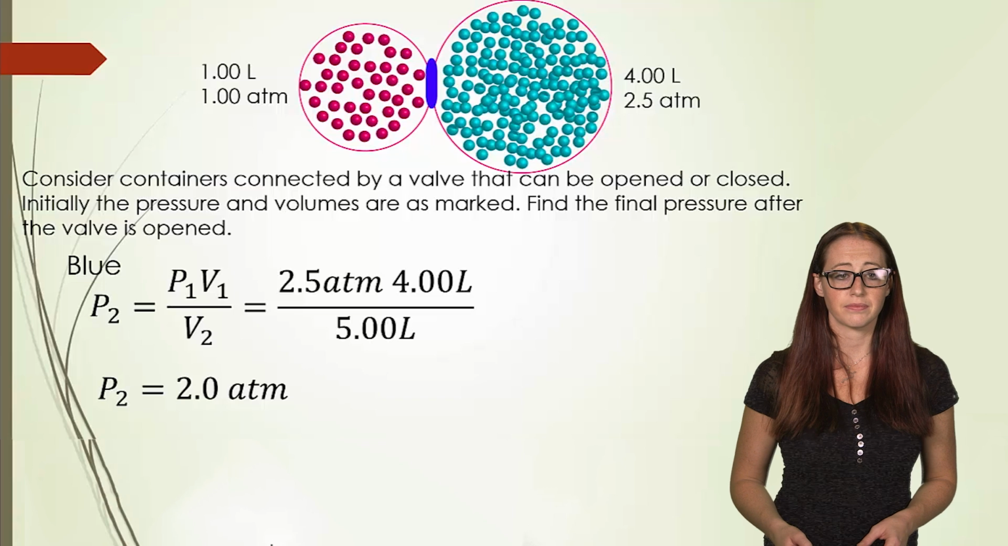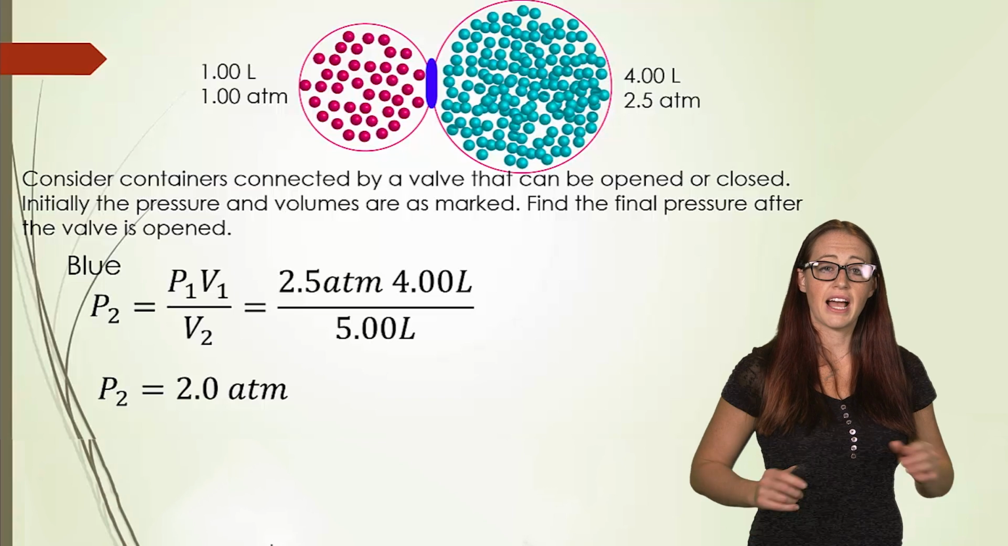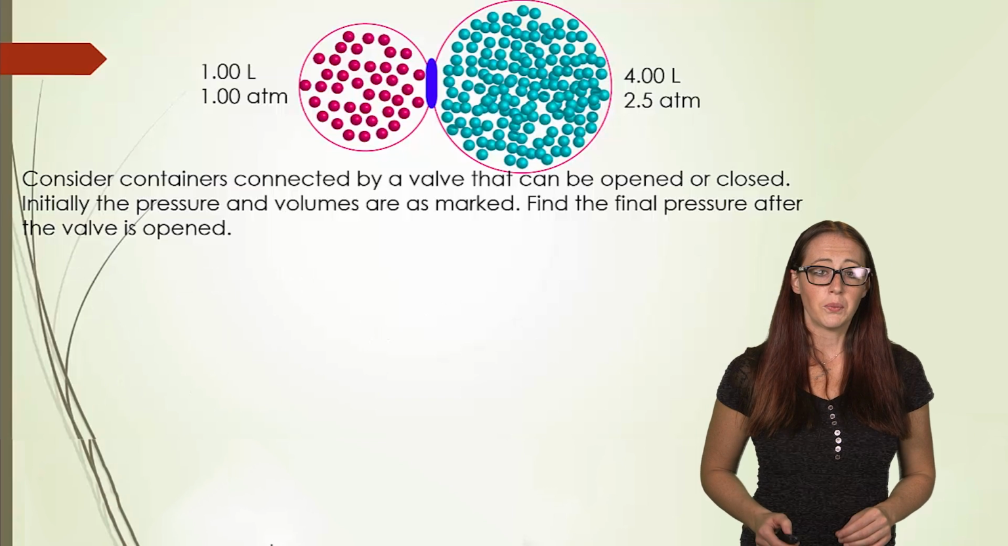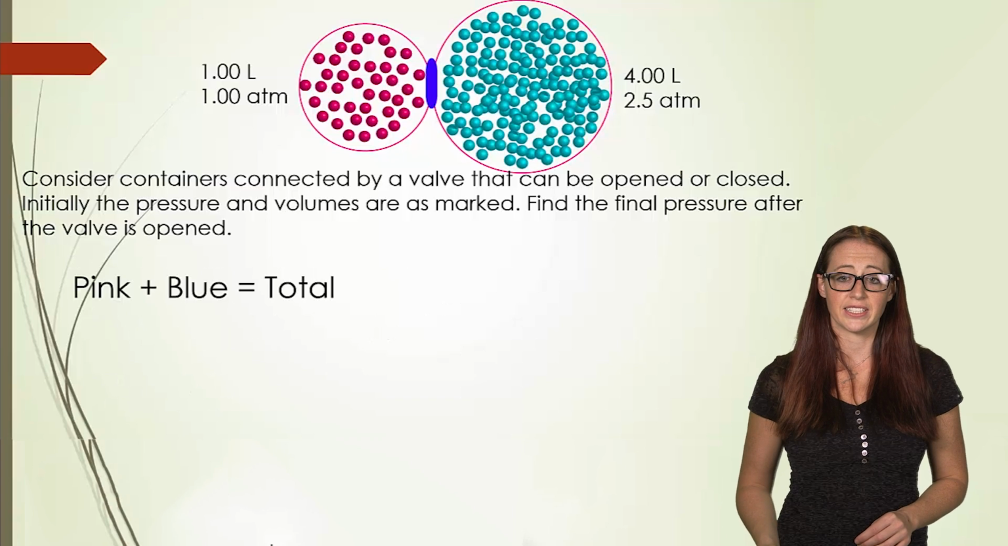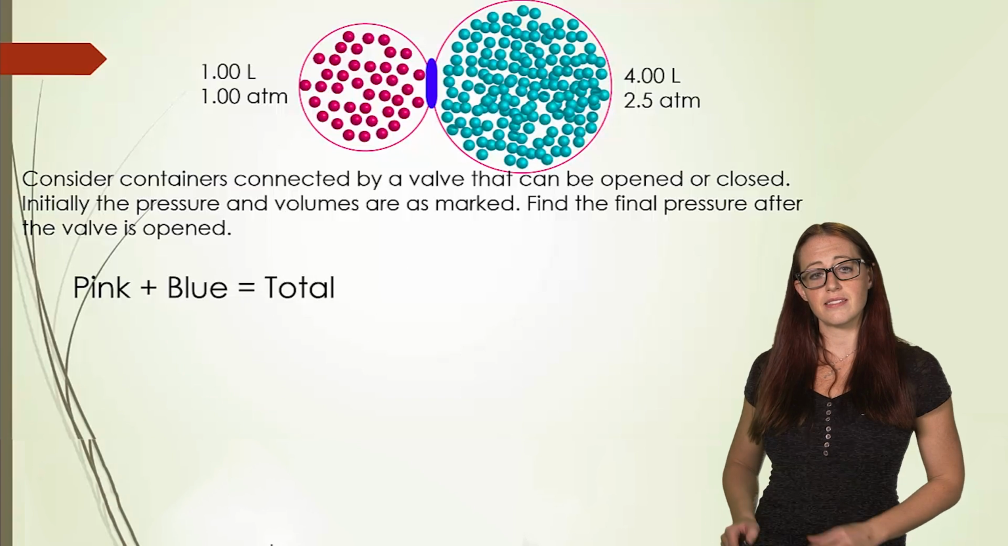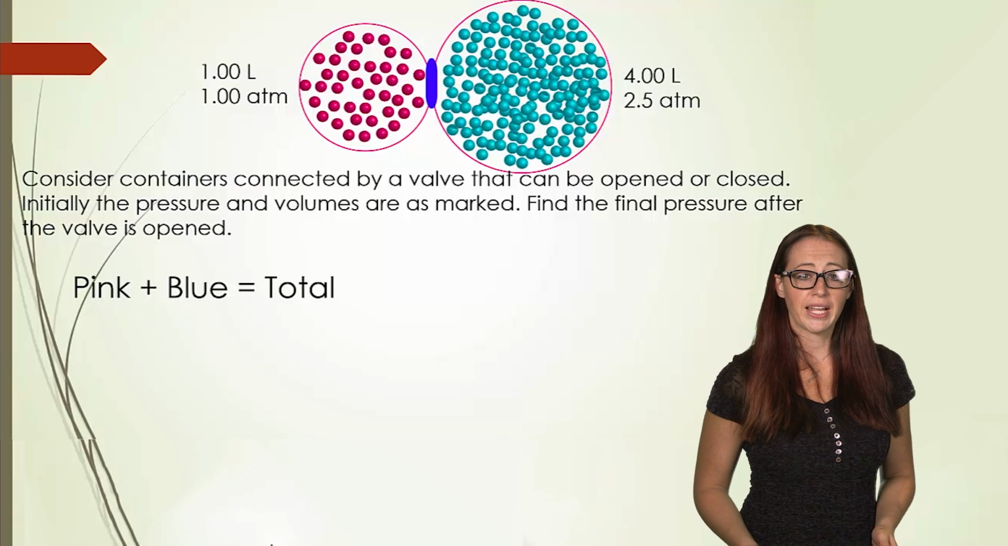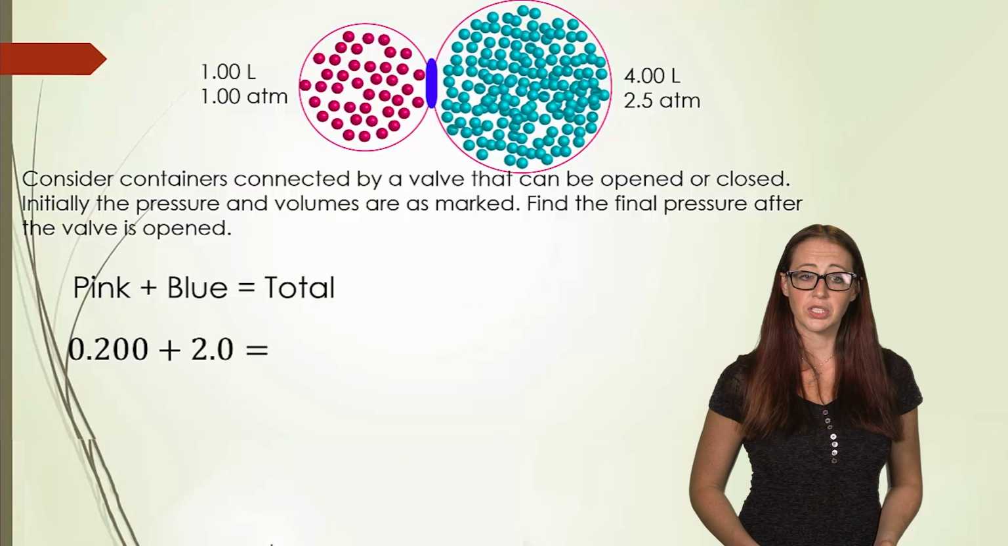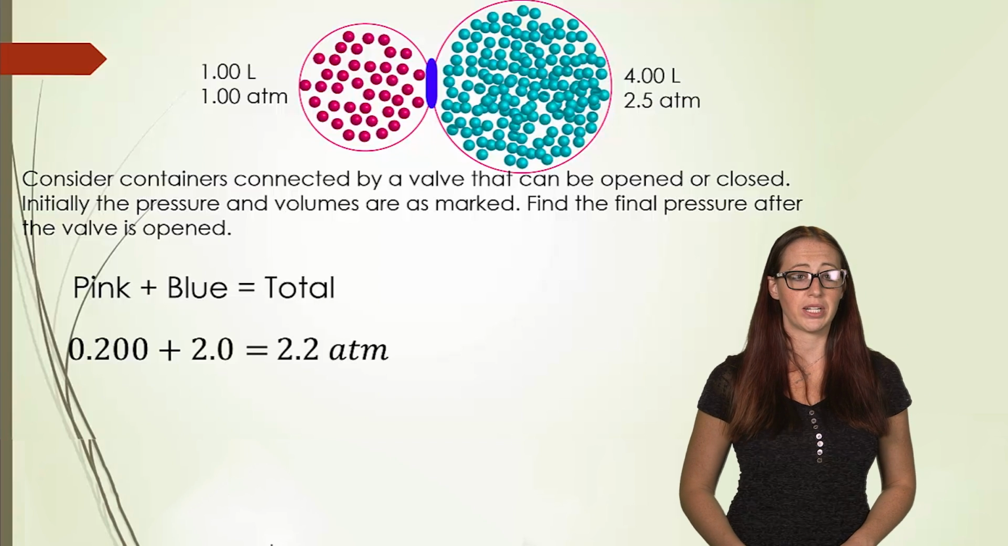Now our last step. We need to add those two values together in order to get the final pressure. This is the Dalton's law part. If we add up our 0.2 plus our 2, we get our total pressure of 2.2 atmospheres.